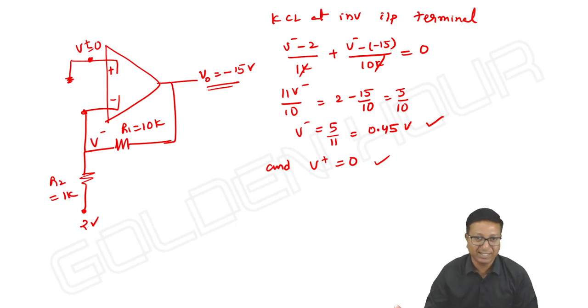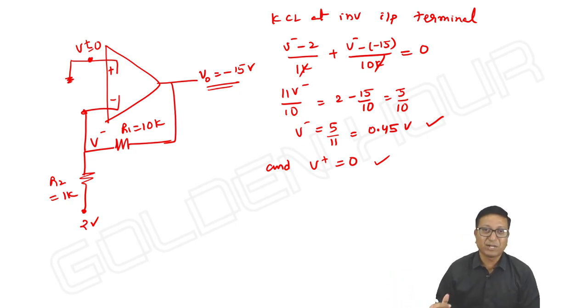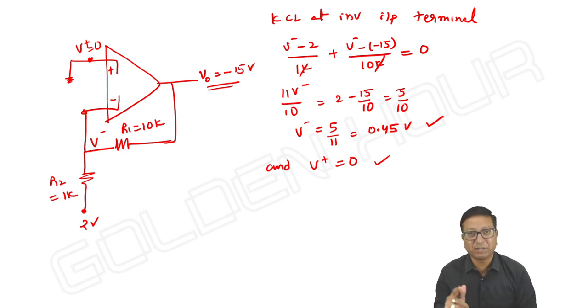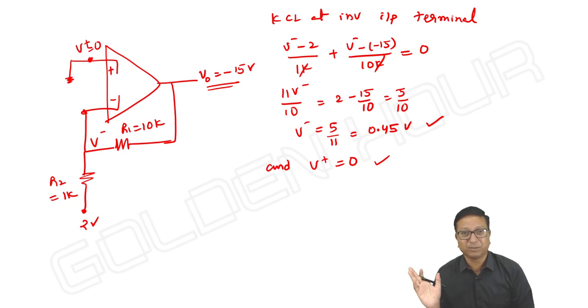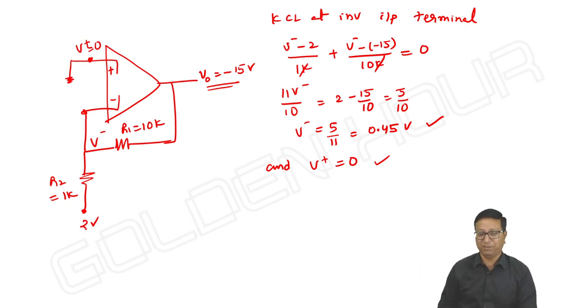The system becomes non-linear. You cannot write output is equal to something into input. You can write V output is equal to minus R1 by R2 into Vi as long as the output is not reaching plus or minus V saturation. That's it. So for a linear system, you are writing V output is equal to something into input, maybe an inverting or non-inverting amplifier. Then why the name inverting amplifier?